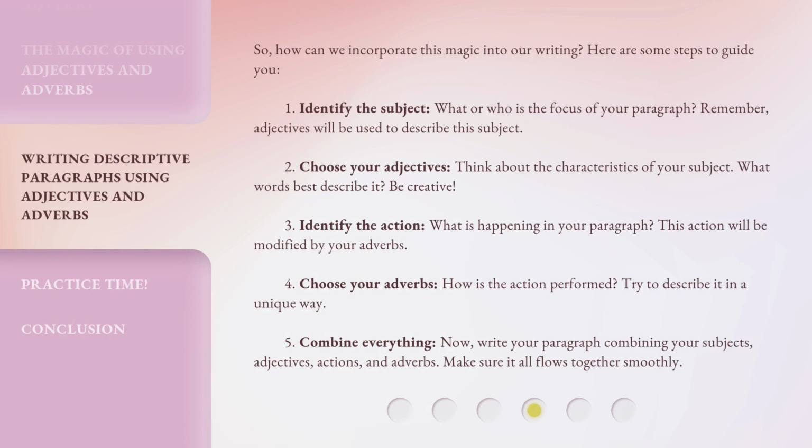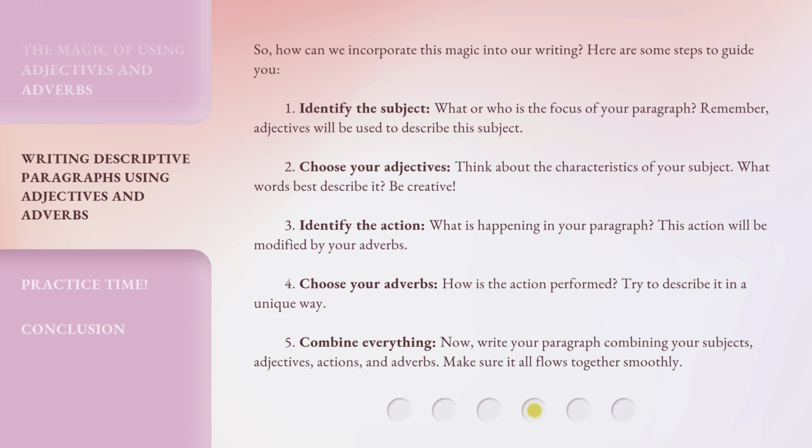So, how can we incorporate this magic into our writing? Here are some steps to guide you. 1. Identify the subject. What or who is the focus of your paragraph? Remember, adjectives will be used to describe this subject. 2. Choose your adjectives. Think about the characteristics of your subject. What words best describe it? Be creative.